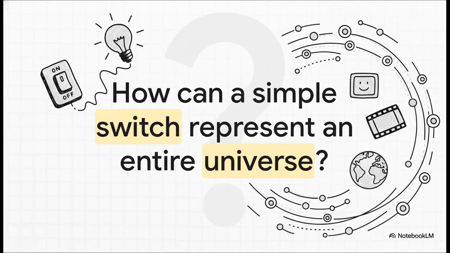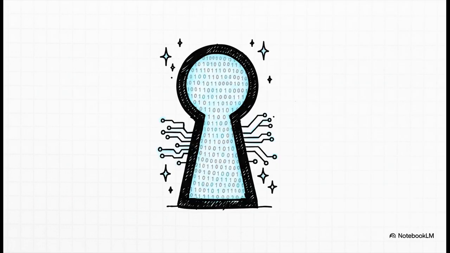So let's start with a little puzzle. How can a machine that basically only understands on and off create everything we see? I mean, from a quick text message to a huge blockbuster movie. You'd think it's impossible, right? Well, the answer is surprisingly clever. It all comes down to a powerful and incredibly simple language called binary.